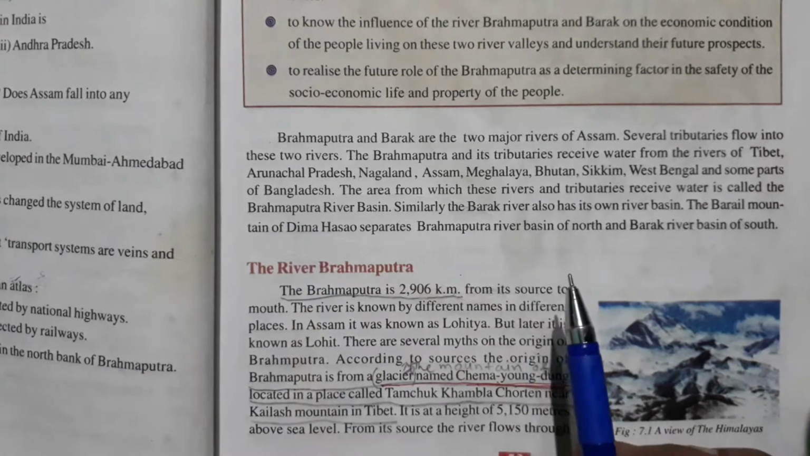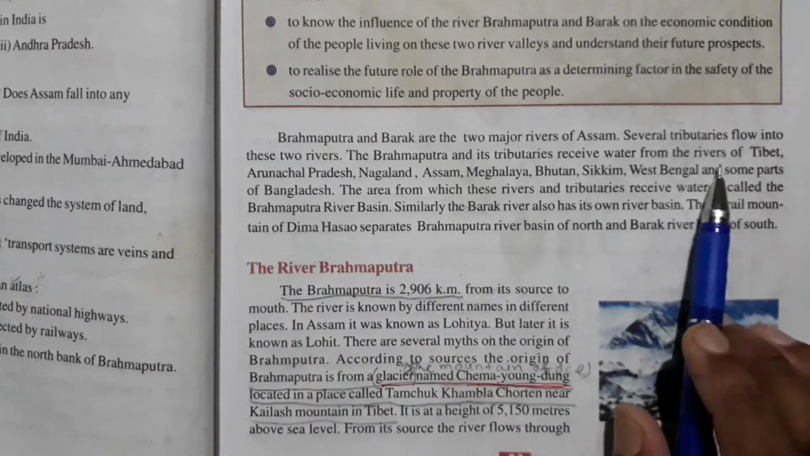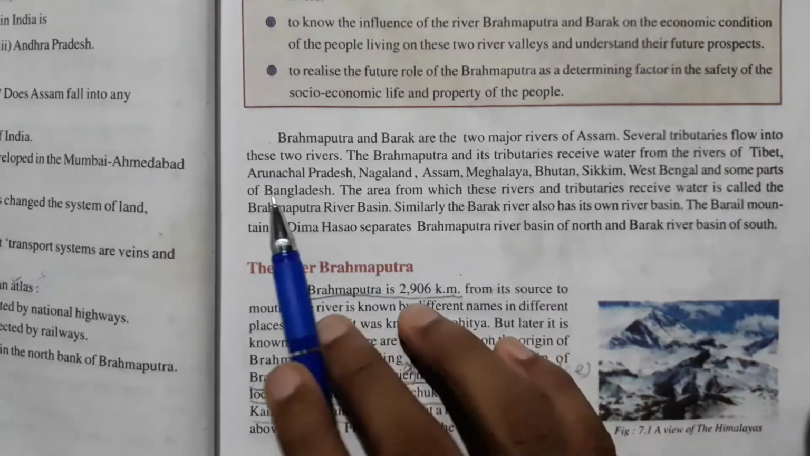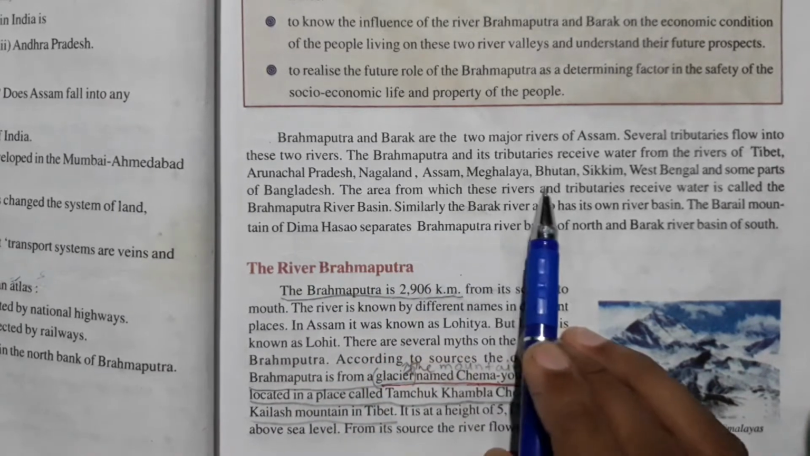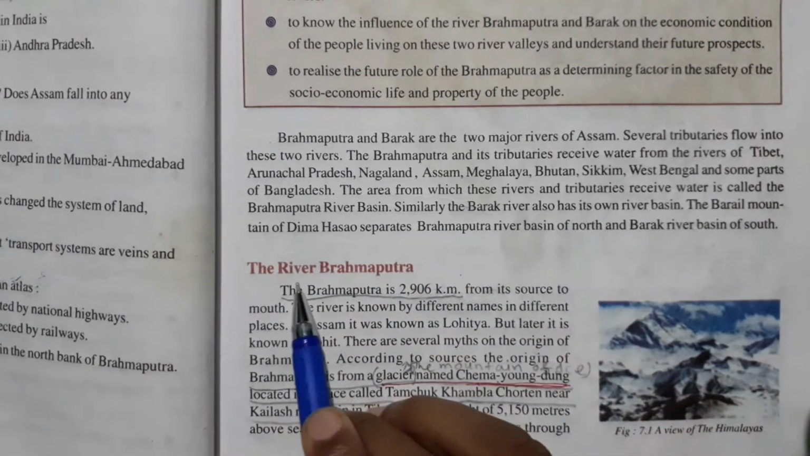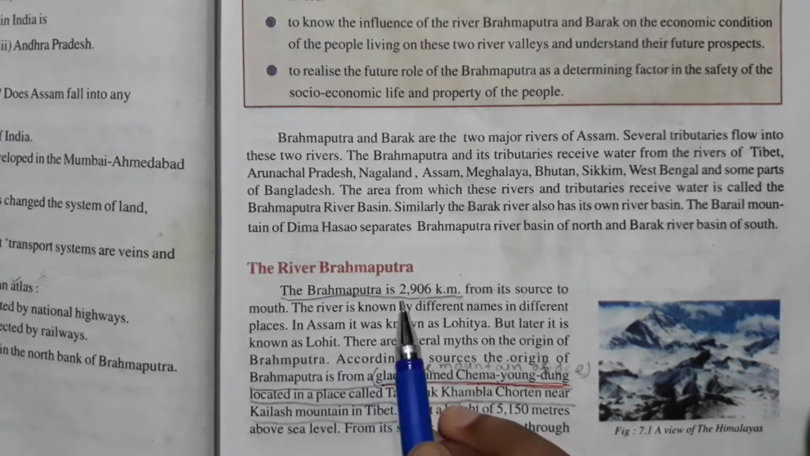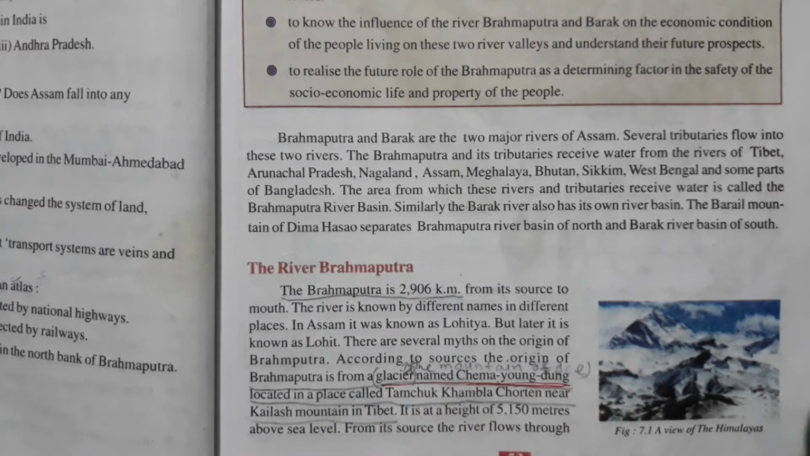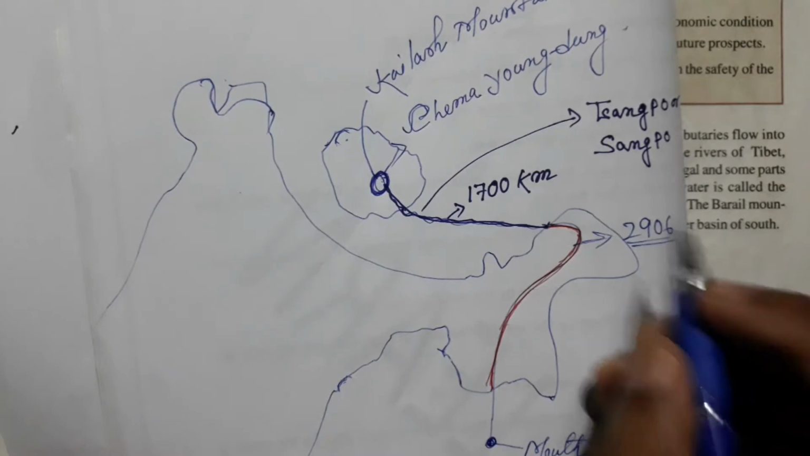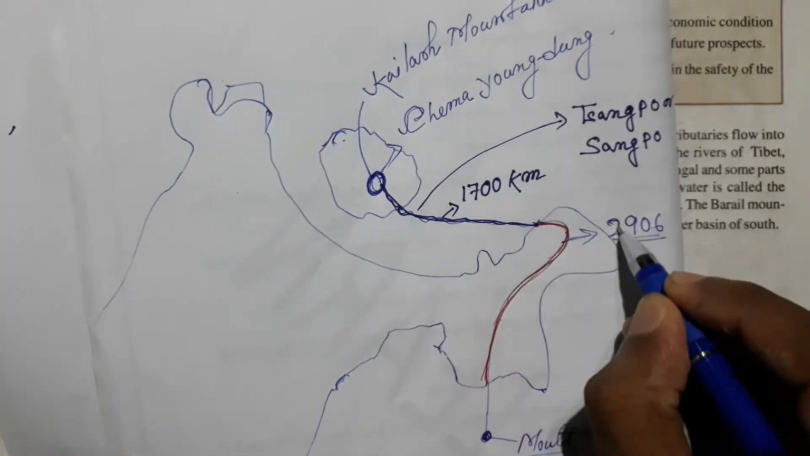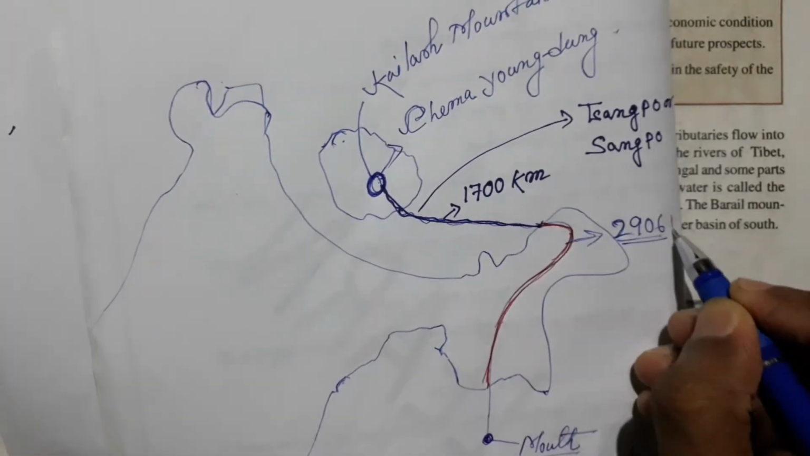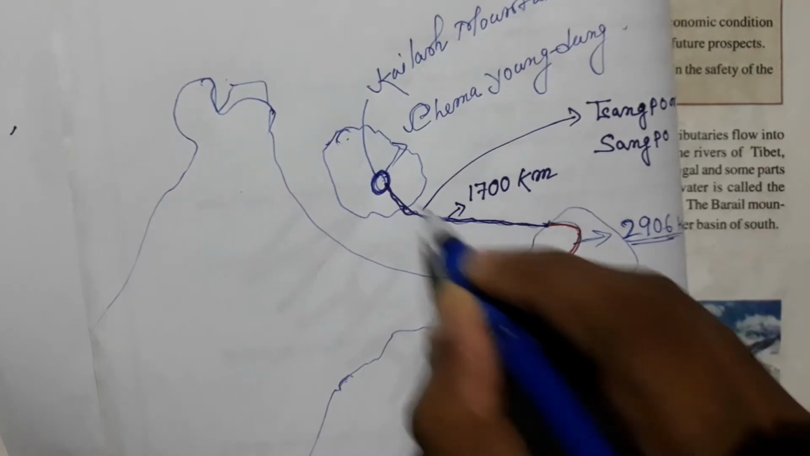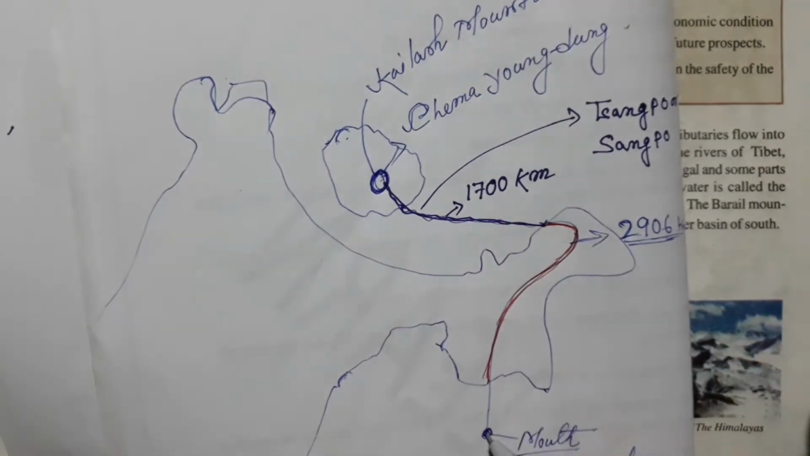The Brahmaputra and its tributaries receive water from rivers of Tibet, Arunachal Pradesh, Nagaland, Assam, Meghalaya, Bhutan, Sikkim. The river Brahmaputra is 2,906 km from its source to mouth. Okay, to explain it, let us take another paper. The total length of Brahmaputra is 2,906 km from the source to mouth.